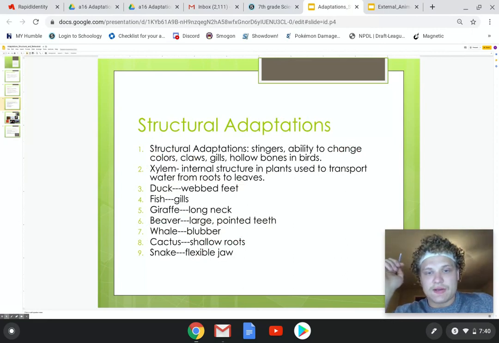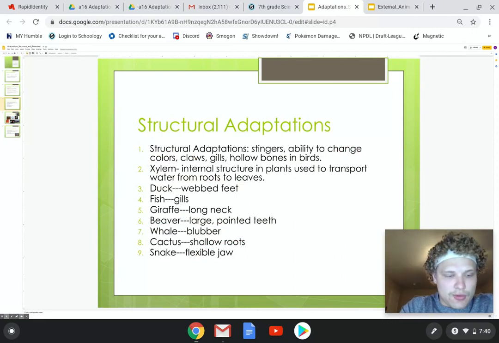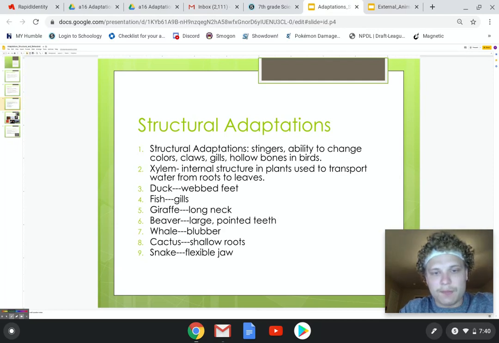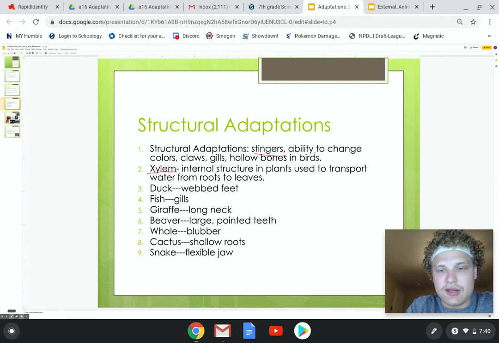Okay, here we go. Structural adaptations. All right, so we're just going with more and more examples, but things that we're looking at. Okay, these are the physical things that we can see, every single one. Xylem, okay, that's inside our plants. It transports the water up and down the plants. Okay, we have stingers, the ability to change colors like chameleons or different fish can do. Claws to snatch prey with. Gills allowing you to breathe underwater and survive underwater.